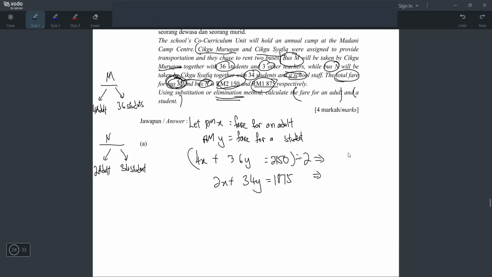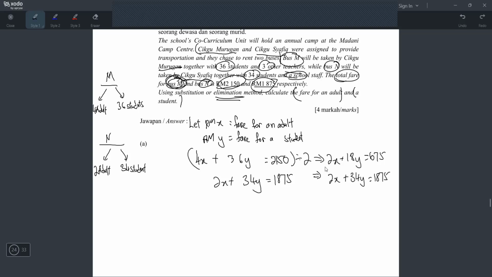So let's go. 4x divide 2, 2x. 56 divide 2, 18y. 2150 divide 2. Okay, let's press. I also don't know this one. 1075. Okay. And then for the bottom one, no need to multiply by 2 anymore, because it is already the same, right? 2x and then plus 34y equals to 1875. Of course, for those who want to multiply the bottom by 2, can also. You get the same answer.